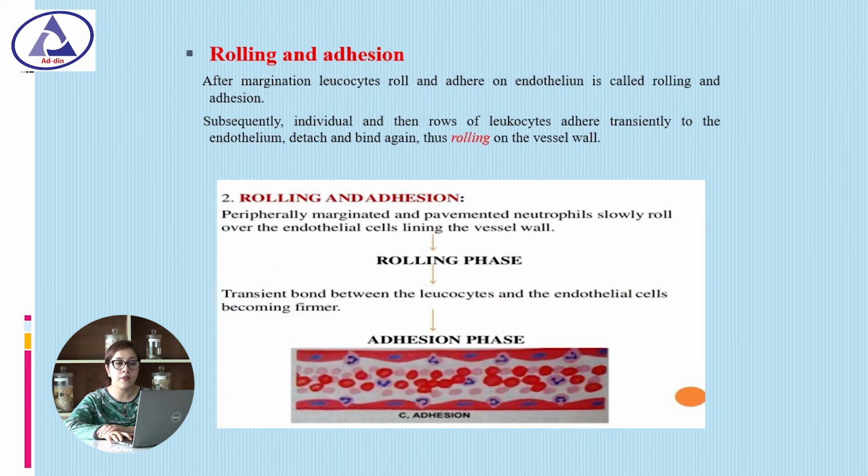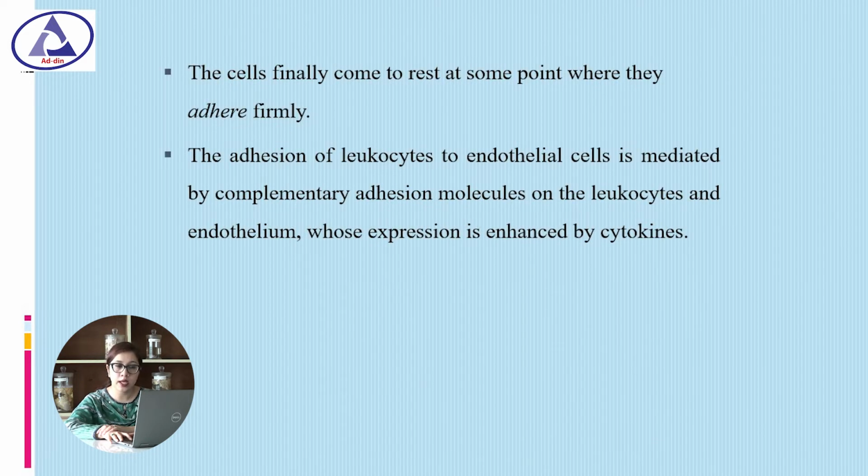Rolling and adhesion. After margination, leukocytes roll and adhere on the endothelium, which is called rolling and adhesion. Subsequently, individual and then rows of leukocytes adhere transiently to the endothelium, detach and bind again, thus rolling on the vessel wall occurs. The cells finally come to rest at some point where they adhere firmly. The adhesion of leukocytes to the endothelial cells is mediated by complementary adhesion molecules on the leukocytes and endothelium, whose expression is enhanced by cytokines.